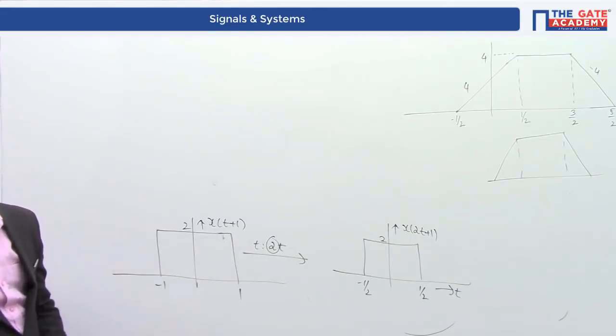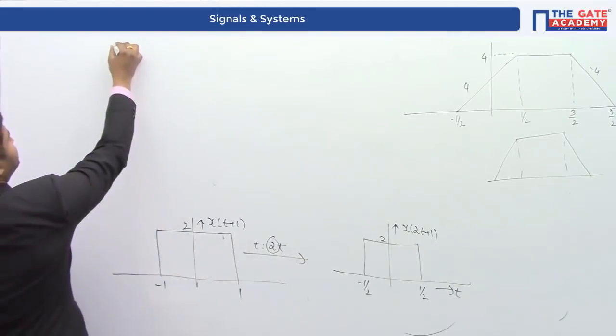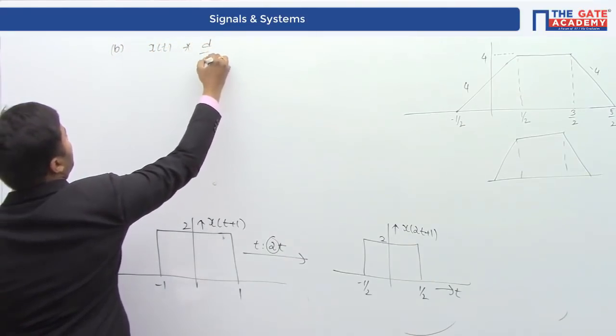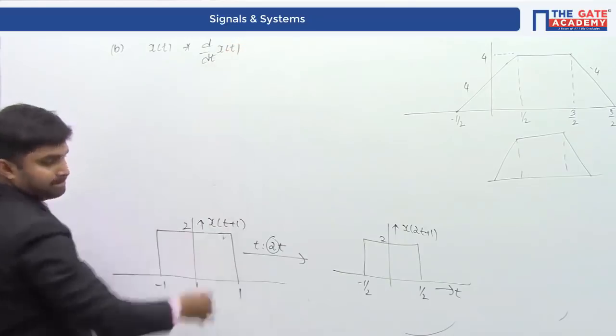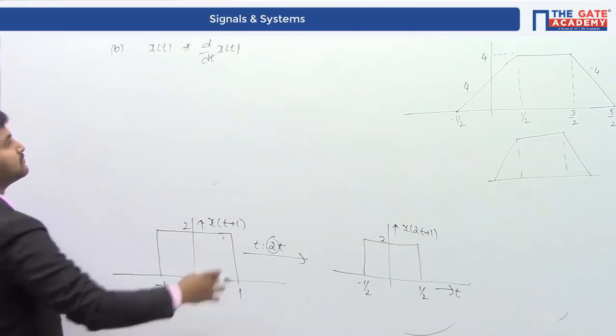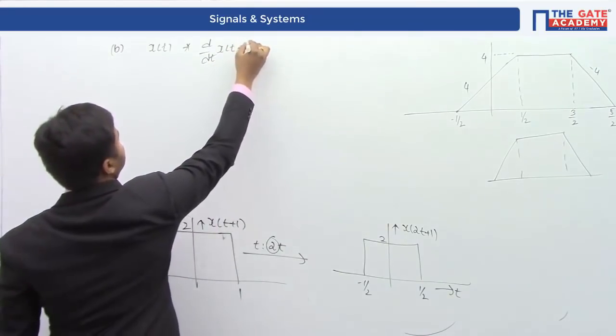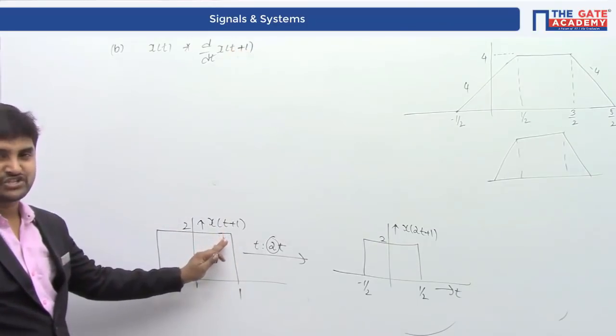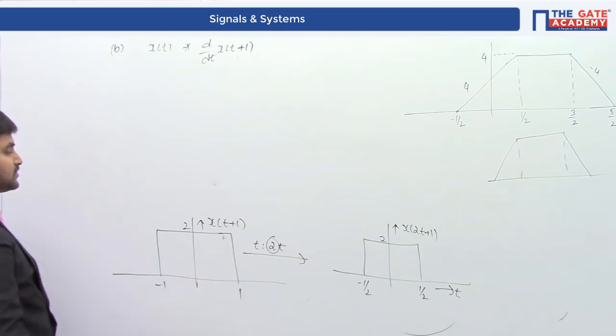So the B part of the question is that we have to convolve x of t with d by dt of x of t plus 1, I'm sorry. I think we already have an x of t plus 1. So we are going to differentiate it.